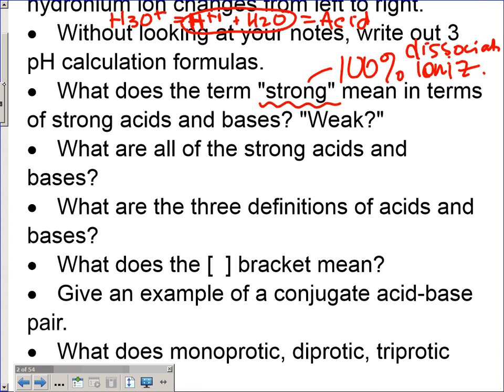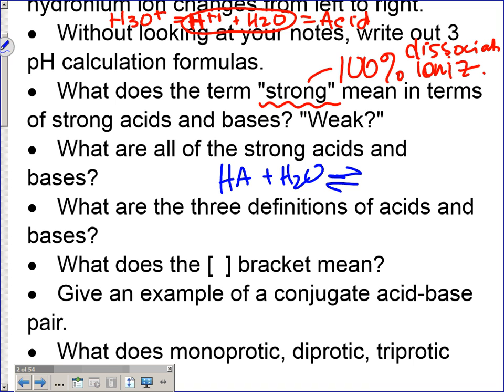We did talk about strong being 100% dissociating, right? So what's the definition of weak? Just doesn't dissociate very well. And there's a way that we can describe that, and I'm going to give you the generic acid. I'm not going to do a specific one, but HA plus water. And we draw a double-headed arrow, or two arrows back and forth.